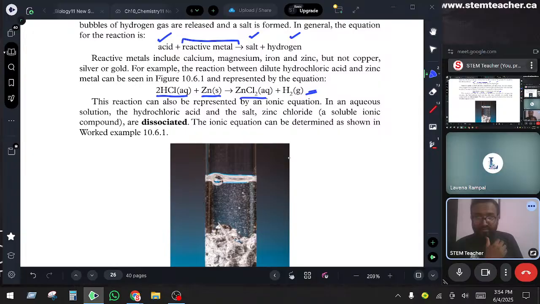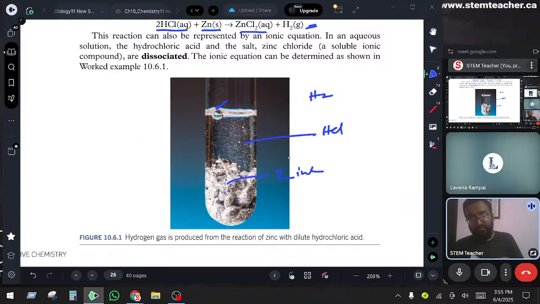So this is the entire equation process. 2HCl plus zinc goes to zinc chloride. The liquid will become zinc chloride, but hydrogen gas will be released. So this is another type of reaction. Can you see the next equation?